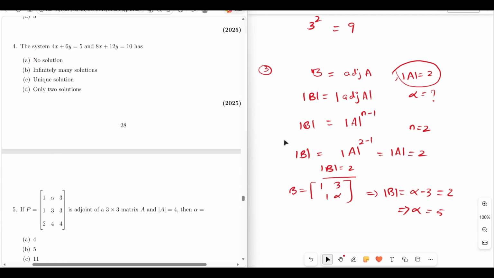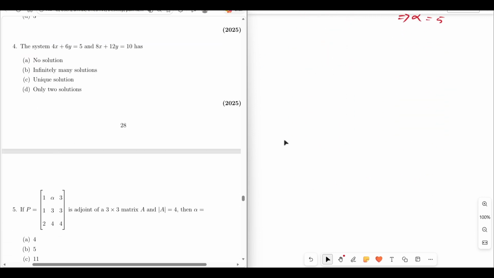Next, moving on to one more question from the year 2025 based on a consistent system of equations. A very simple question with a short trick. You can easily solve this. Basically, it is a 10th standard question. The system 4x plus 6y is equal to 5. Let me write this down: 4x plus 6y minus 5 is equal to 0, the first equation. And the second equation is 8x plus 12y minus 10 is equal to 0.